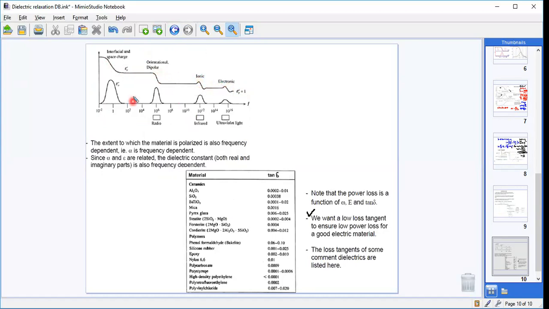This is a very important graph in studying the dipole relaxations and losses. This is the loss tangent behavior. The extent to which the material is polarized is also frequency dependent, and alpha is frequency dependent. This is a list of a few typical materials with their tan delta, and particularly in capacitor industries, you have to have a material which possesses a high real part of the dielectric constant as well as a very low dielectric loss to have viability in the capacitor or microcapacitor industries in MEMS now.